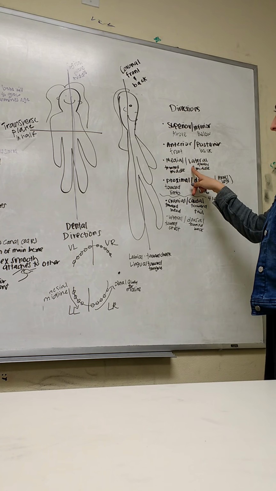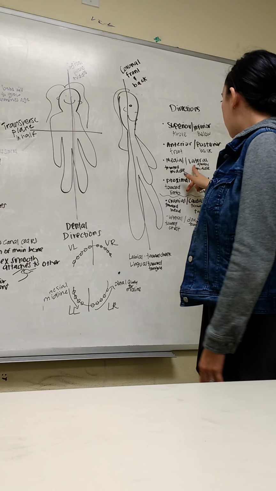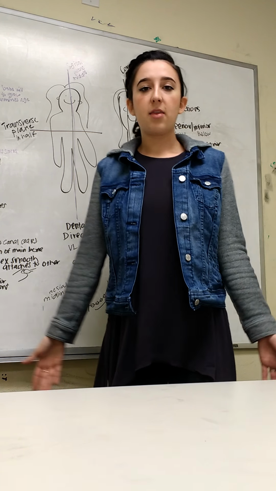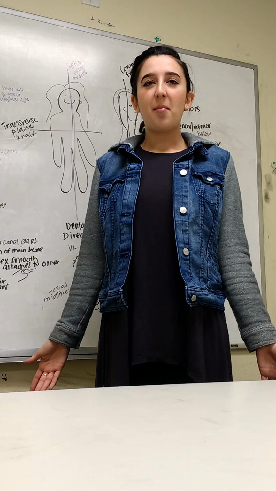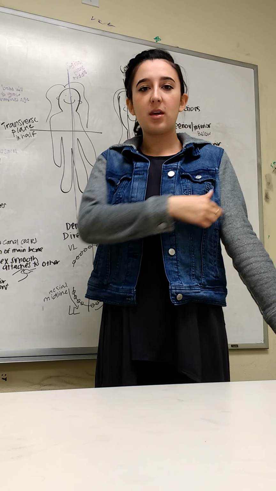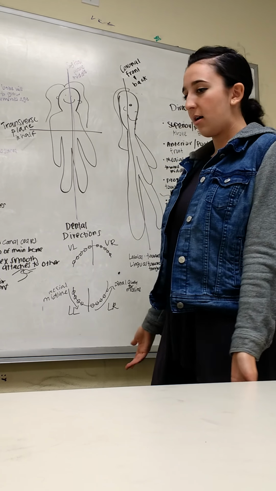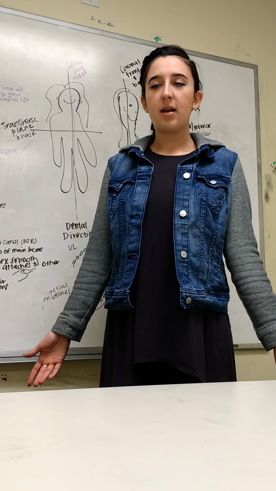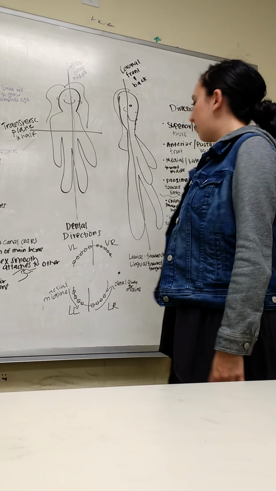The medial and lateral positions. The medial would be toward the midline, and lateral is away from the midline. So I could say that in the anatomical position, my humerus, this bone here, is closer to the midline than my thumb, right? Because my thumb is away from the midline, it's further away.